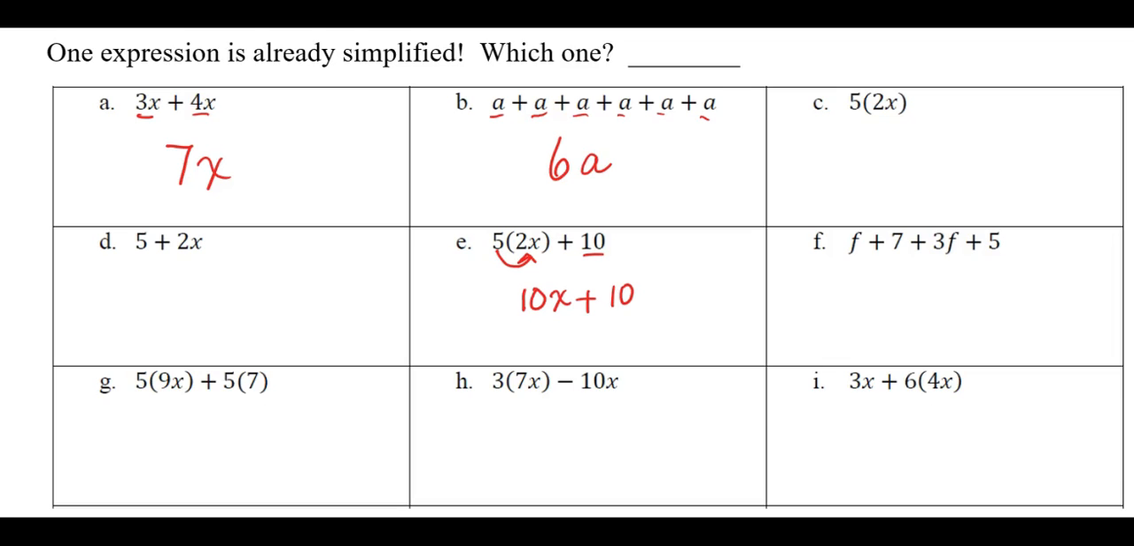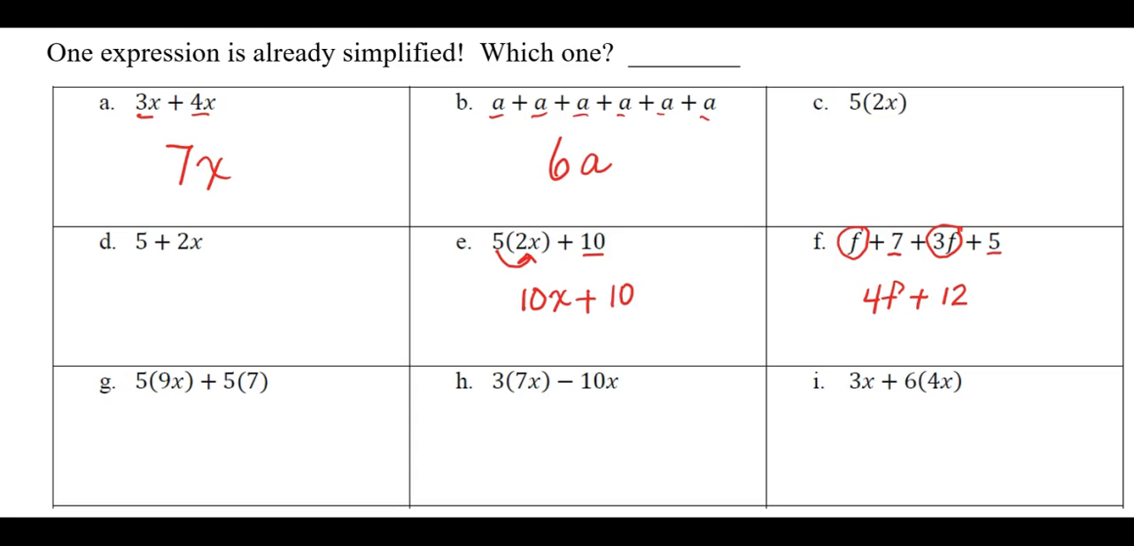And let's go over to problem F. Here, I'm going to combine things that are alike. So I have the 7 and the 5. And then I have the F and the 3F. So if I have one F and I combine it with 3 other F's, that gives me 4 F's. And then I'll combine my numbers. 7 plus 5 is 12. So the simplified version is 4F plus 12.